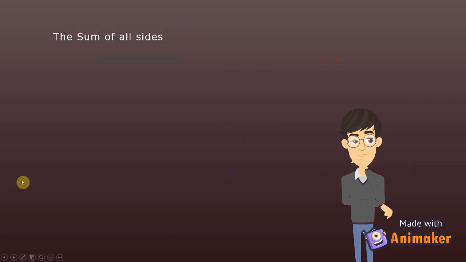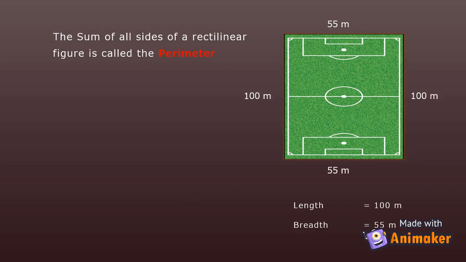The sum of all the sides of a rectilinear figure is called the perimeter. Simple, isn't it? So let's take a look at this football field. This is a rectangle, and the length of the rectangle is 100 meters and the breadth is 55 meters. Wow, that's a big football field.